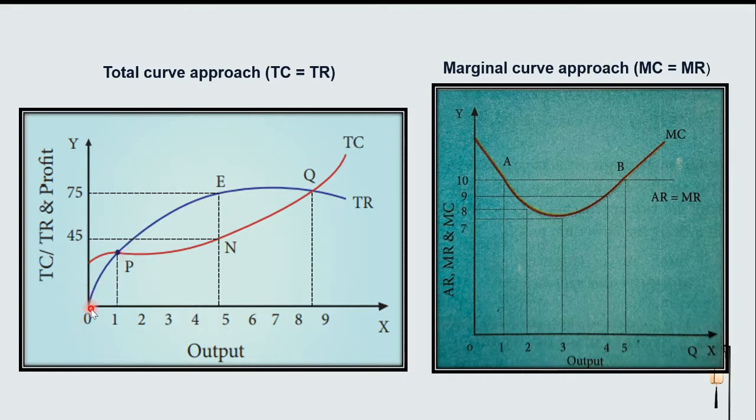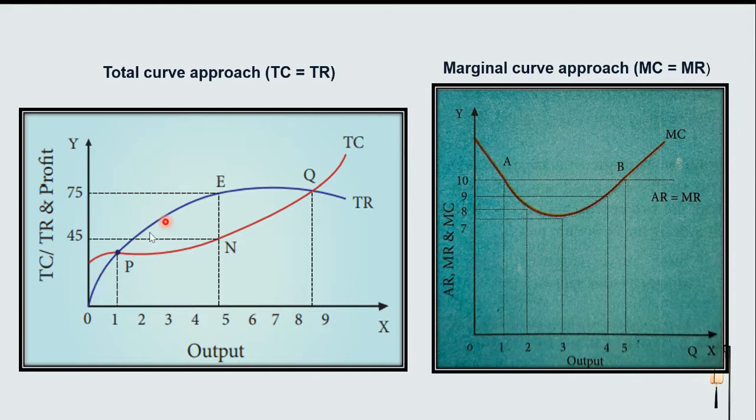When the output is 0 itself, you have a cost of 40 rupees. How did it happen? Because you have to pay rent for the building, or the salary for the manager, or the insurance payment. So that's why we have a total fixed cost here. Even if the output is 0, we have the fixed cost. That's why the TC curve starts from the y-axis. All this we have studied in the previous chapter, the 4th chapter itself. If you go through that again, you will be able to understand.